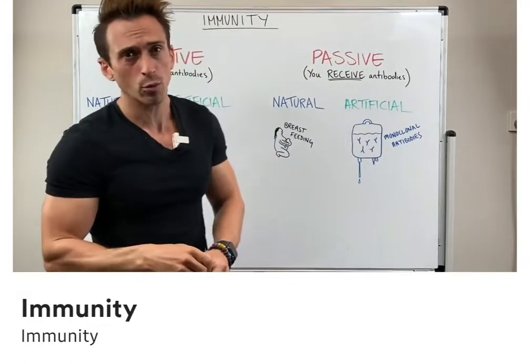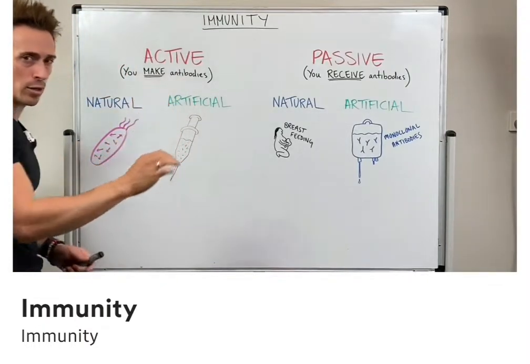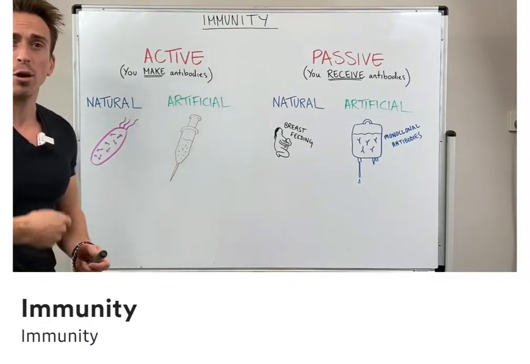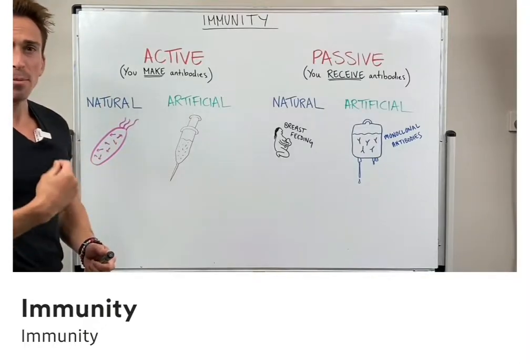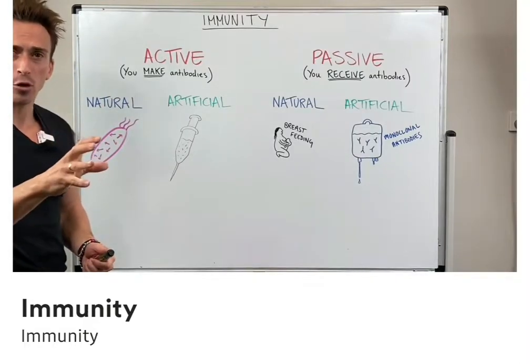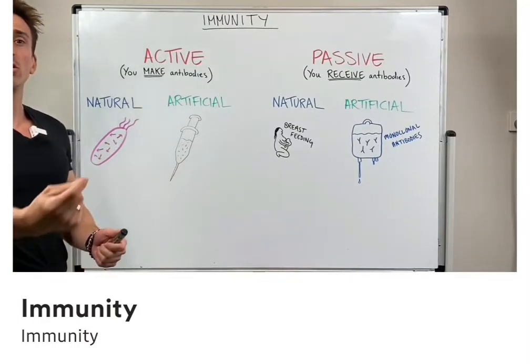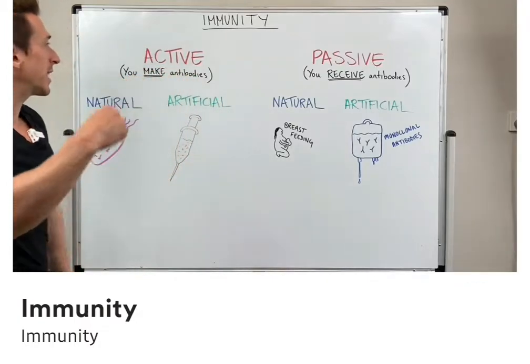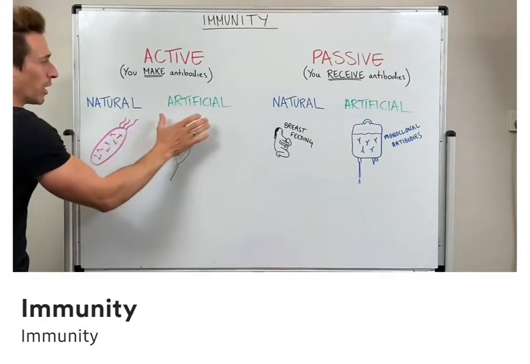That's what I want to go through with you. The first type of immunity I want to talk about is that of active immunity. Simply, active immunity is where you make the antibodies yourself. You make the antibodies within your own body. So that means you must come across an antigen. So an antigen must be introduced to your body one way or another, and your body creates antibodies against it. That's active immunity, and there's 2 types: natural and artificial.